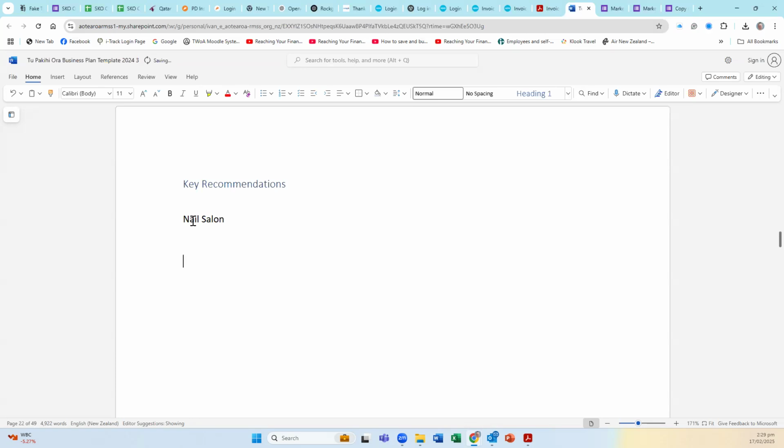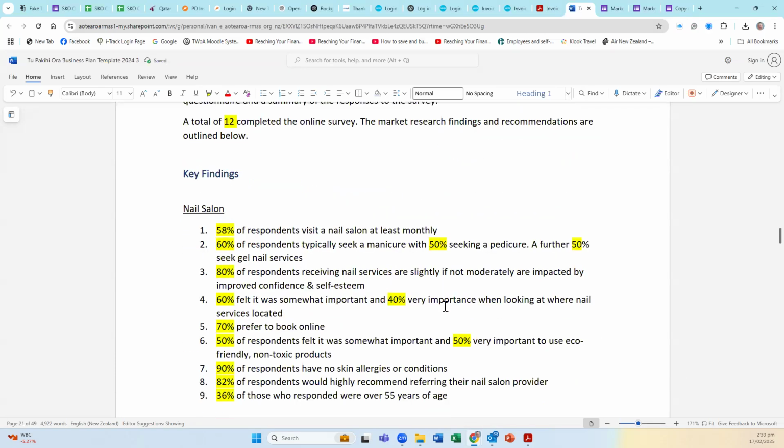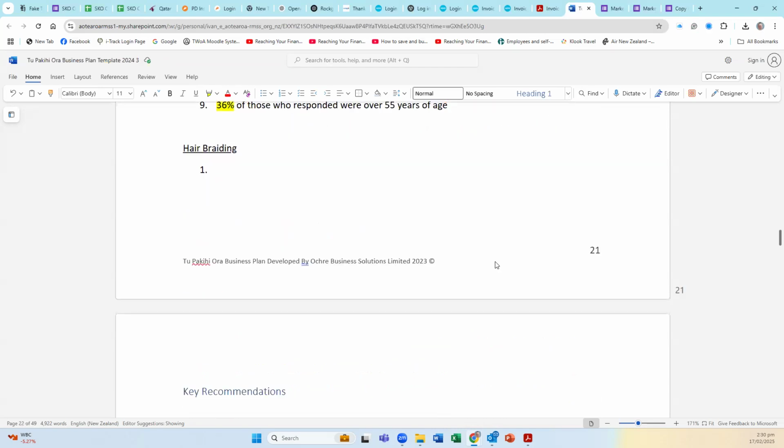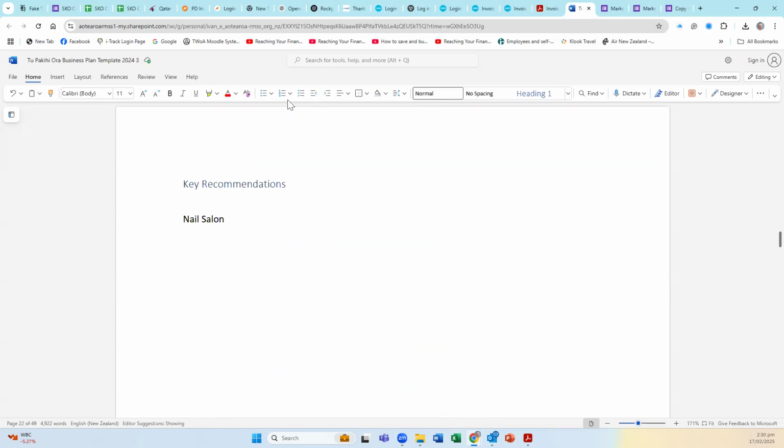And what are the findings here? Let's have a look at the findings. 58% of respondents visit a nail salon at least monthly. Okay, so one of the things that you might want to think about doing is, 50% visit a salon monthly.